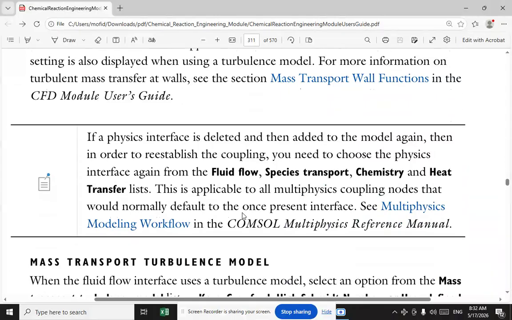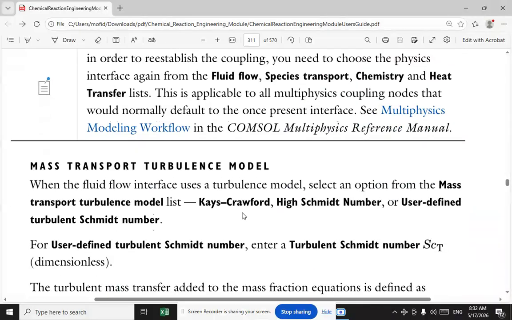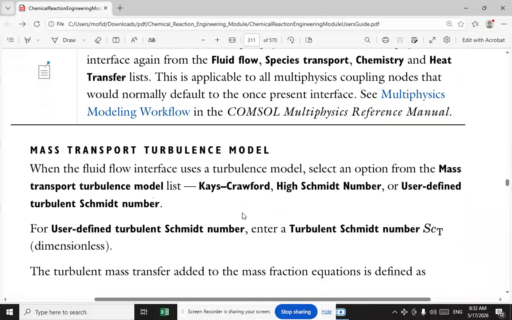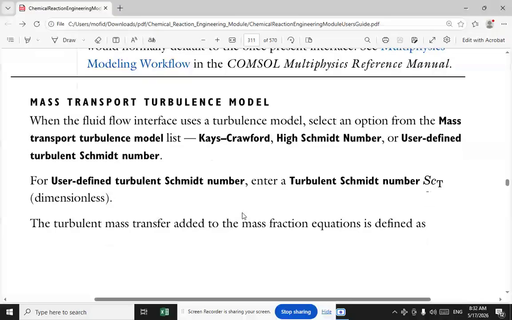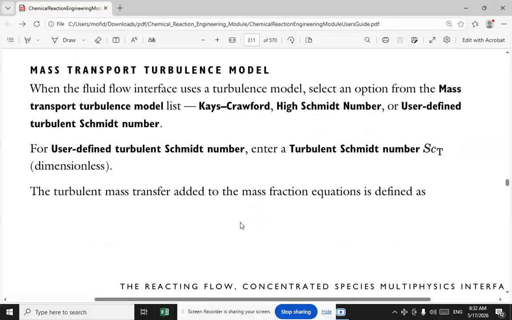If a physics interface is deleted and then added to the model again, then in order to re-establish the coupling, you need to choose the physics interface again from the fluid flow, species transport, chemistry, and heat transfer lists. This is applicable to all multiphysics coupling nodes that would normally default to the once present interface. See the multiphysics modeling workflow in the COMSOL Multiphysics Reference Manual.